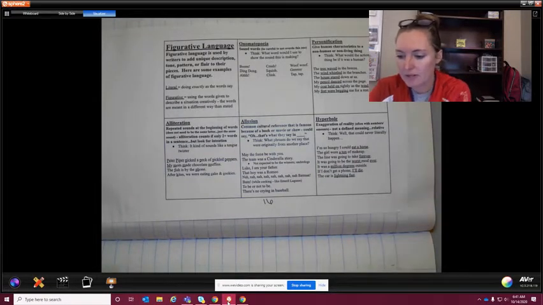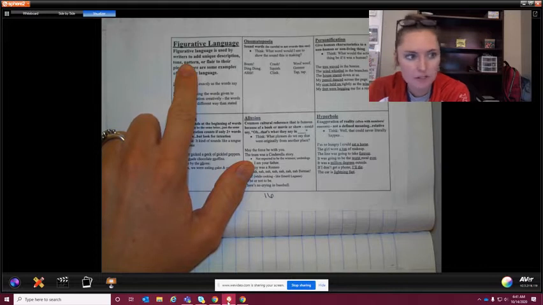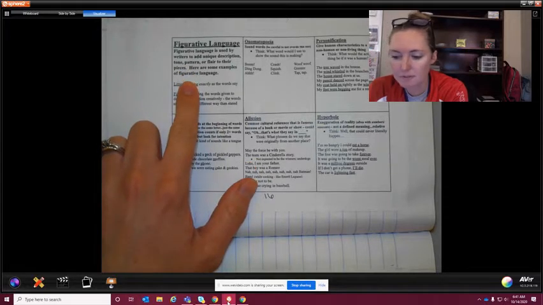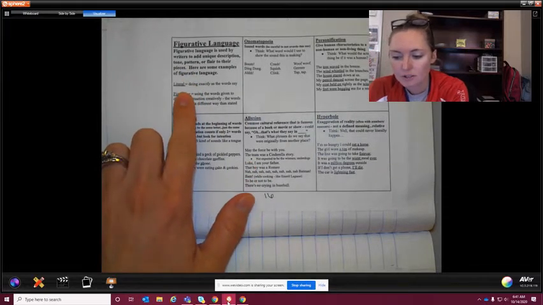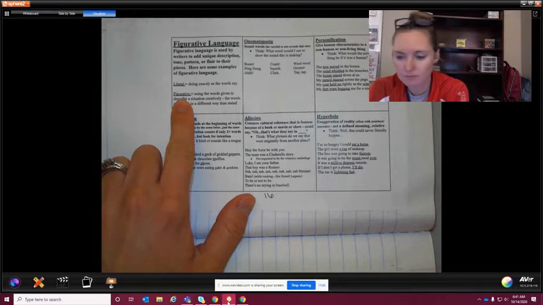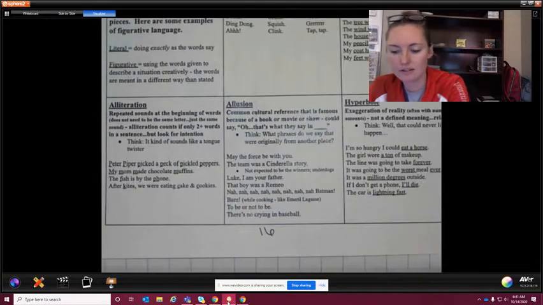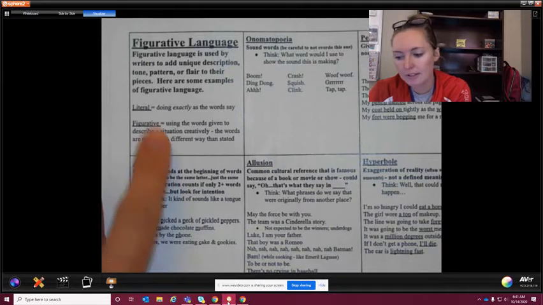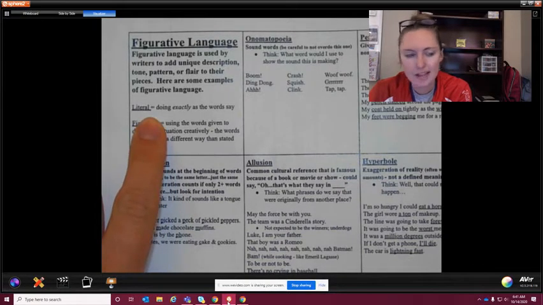So figurative language, right, it says right up here, figurative language is used by writers to add unique description, tone, pattern, or flair to their pieces. Here are some examples of figurative language. I'm going to zoom in on this really quickly so you can see this, but figurative is using the words given to describe a situation creatively. The words are meant in a different way than stated, okay? Whereas a literal meaning is you're doing exactly what the words say. So these are not going to be literal. This is all figurative language.